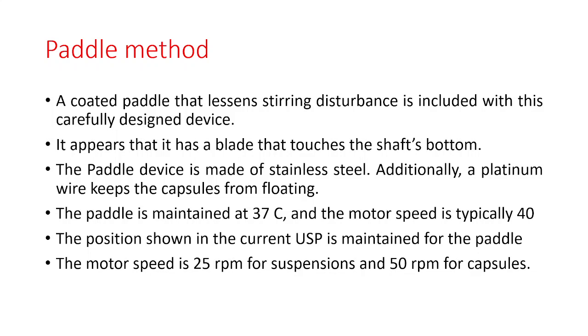The next model is the paddle method. A coated paddle that lessens stirring disturbances is included with this carefully designed device. It has a blade that touches the shaft bottom. The paddle device is made of stainless steel. Additionally, a platinum wire keeps the capsules from floating. The paddle is maintained at 37 degrees Celsius and the motor speed is typically 40 RPM. The position shown in the current USP is maintained for the paddle. The motor speed is 25 RPM for suspensions and 50 for capsules.